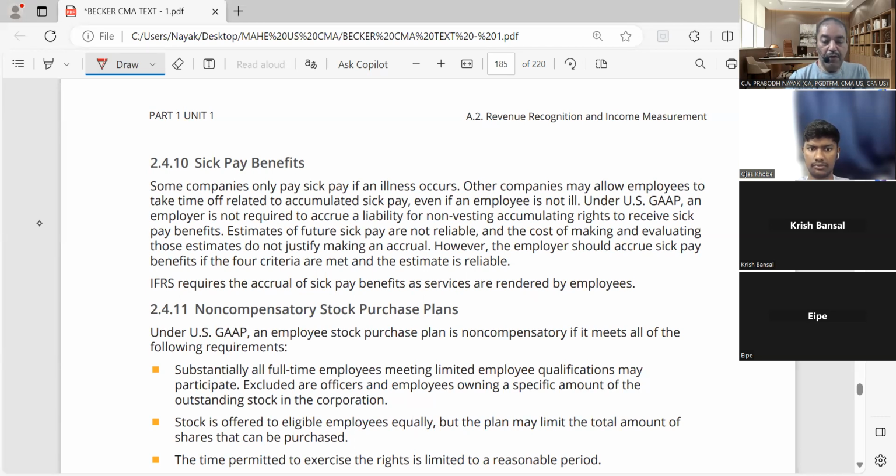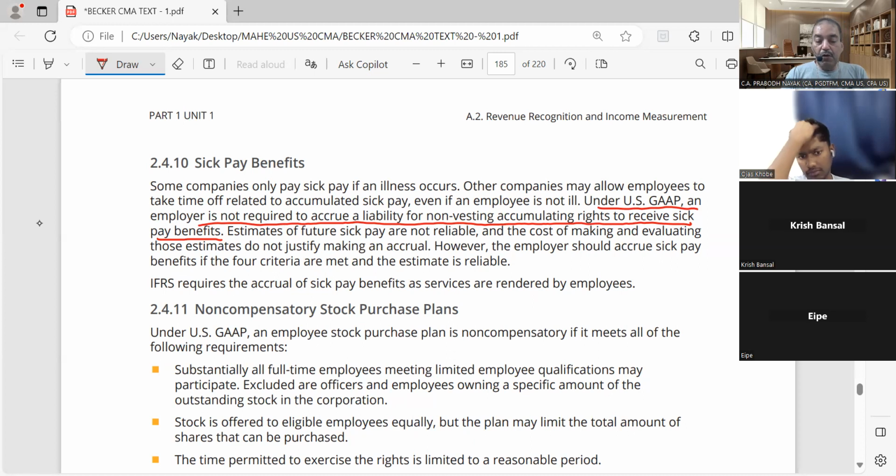Okay. So even if an employee is not ill, you are allowed to take it. But under US GAAP, an employer is not required to accrue a liability for non-vesting accumulating rights to receive sick pay benefits. That means if you have not taken the advantage of the sick leave benefits, that cannot be encashed in the future years. Estimates of future sick pay are not reliable, and the cost of making and evaluating those estimates do not justify making an accrual. However, the employer should accrue sick pay benefits if the 4 criteria are met and the estimate is reliable.